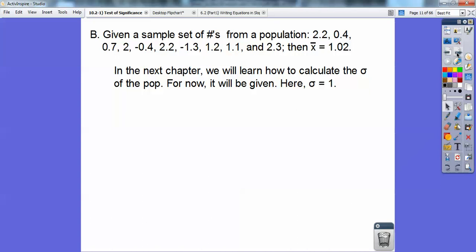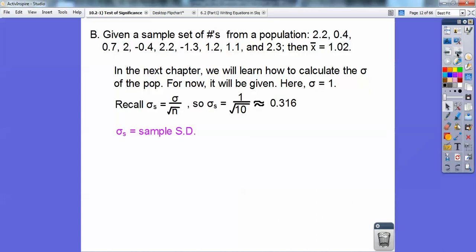This page is better. Okay, given a sample set of numbers from a population, those numbers right there, there's 10 numbers in there. So clear your list again and plug those in. Okay, the next chapter we'll learn how to calculate the standard deviation, but for now it's always going to be given. Okay, so here it's equal to 1. So recall your sample standard deviation is that formula, and we get 0.316.